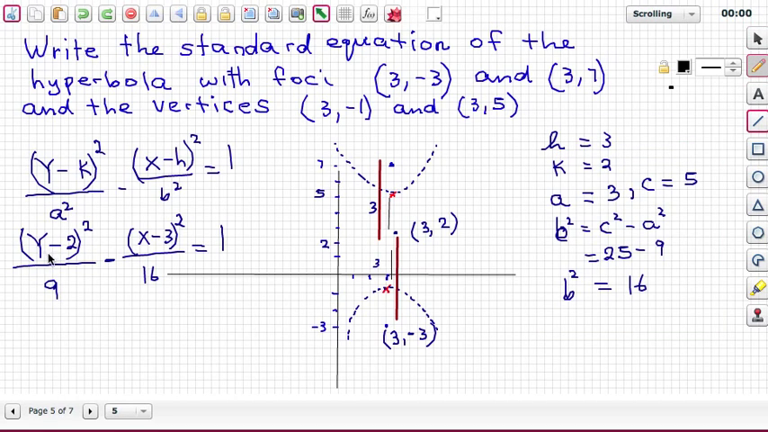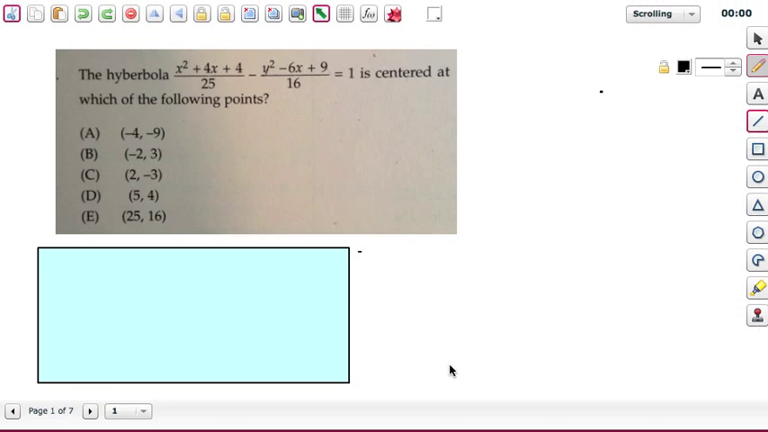So the equation is (y minus 2) squared divided by 9 minus (x minus 3) squared divided by 16 all equal to 1. And again, sketching the graph out and figuring out the distances is probably the easiest way to do this. You can pause the video and take some time and make sure you understand this. Pause the video, take a minute, and do this problem.